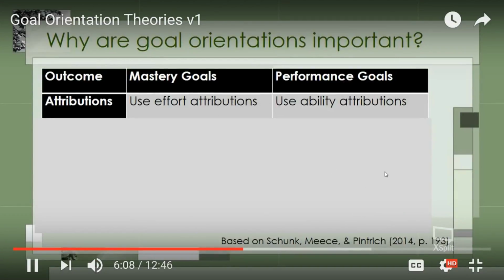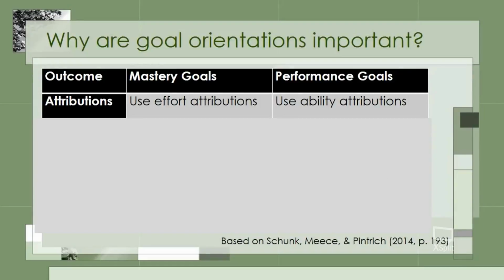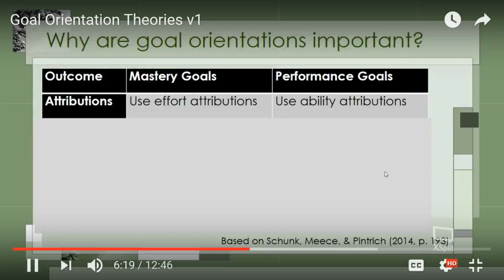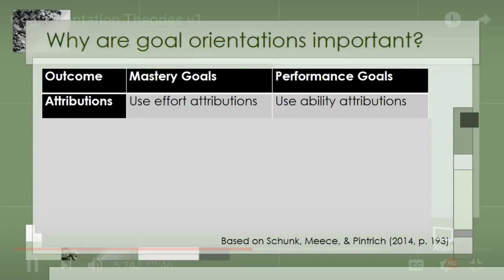Performance goals, who are more likely to use ability attributions. This is important because we know from attribution theory that students who attribute their failures and successes to their effort tend to be more motivated to engage in similar activities in the future. When someone fails and attributes it to a lack of their stable ability, they tend to feel helpless and unmotivated to participate in that activity in the future.